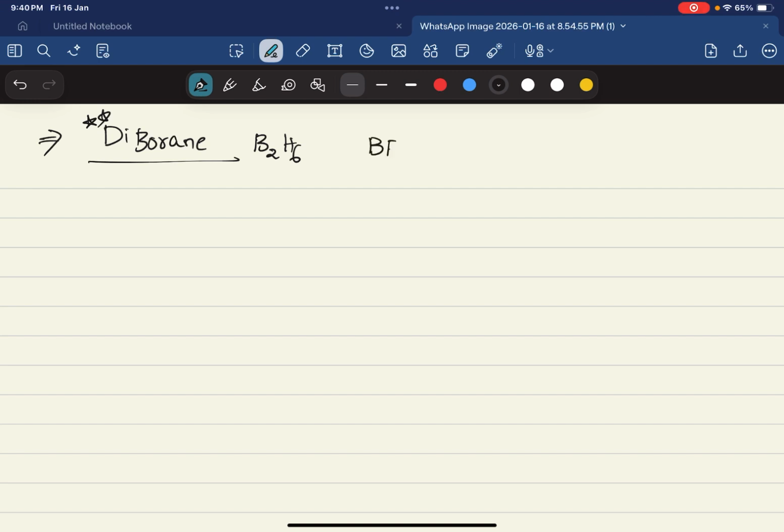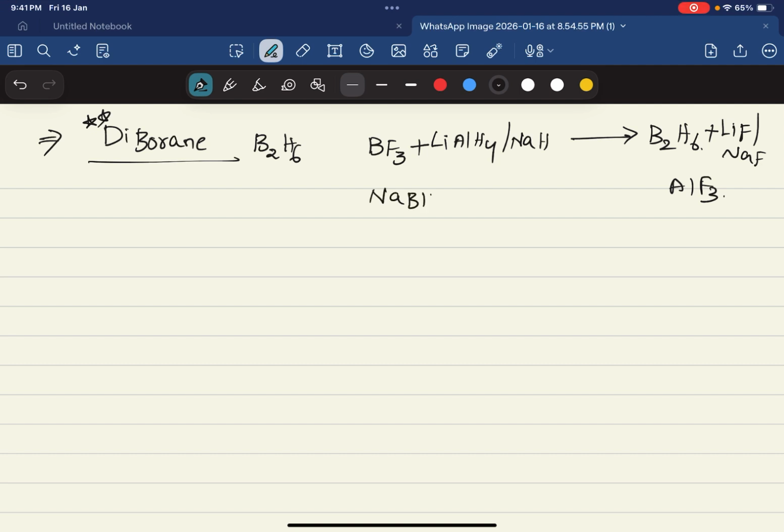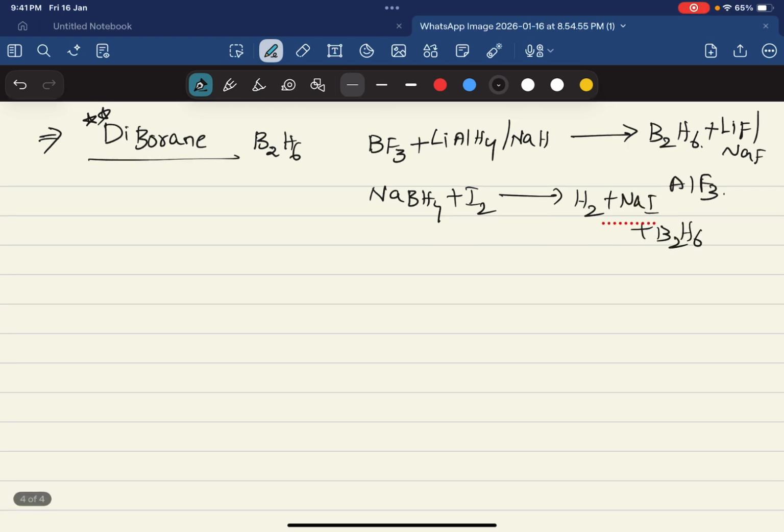So BF3 over reducing agents, LiAlH4 or NaH, we get B2H6 along with different products like LiF or NaF, AlF3 will be formed. Similarly, even from NaBH4 plus I2 we get H2 plus NaI plus B2H6. That's how the reduction happens for this and we get the product. Here are the most important points about B2H6.